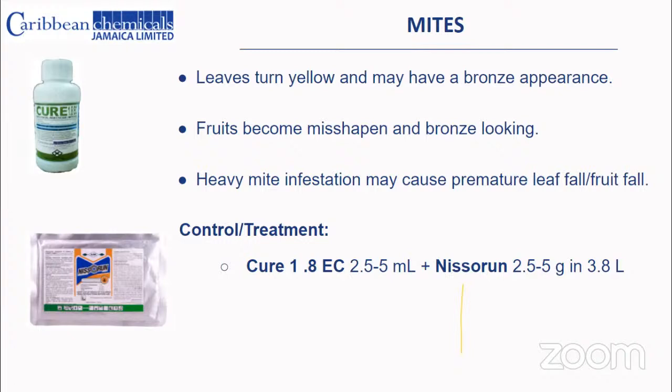Oftentimes, farmers may have mite issues. They use a miticide, but however, there's a quick flare-up within the next 2 weeks, or a week, and you said to yourself, but I sprayed and I'm still seeing this problem. It's because those adults that were killed had already laid eggs that were not controlled by that particular miticide. And those eggs later on developed into mites that continue to tear down your tomato plant. So this is our foolproof control, Cure Nizoron. Kill the adults, killing the eggs.